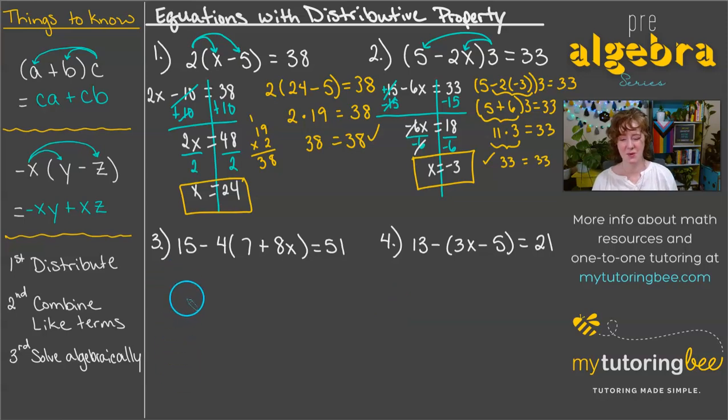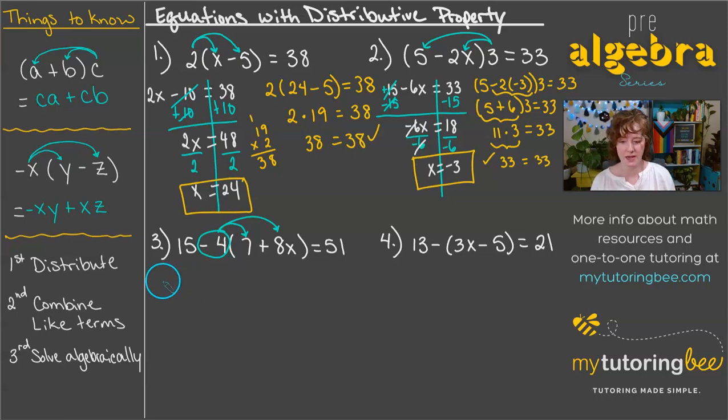Let's go on to the next problem. Here we have 15 minus 4 times the quantity of 7 plus 8x equals 51. With this problem, we are going to distribute that 4, but don't forget that you're going to carry along any sign that is in front. Because we are subtracting 4 times this quantity, we want to carry that negative along with us. So we are actually going to be multiplying negative 4 times each of these terms.